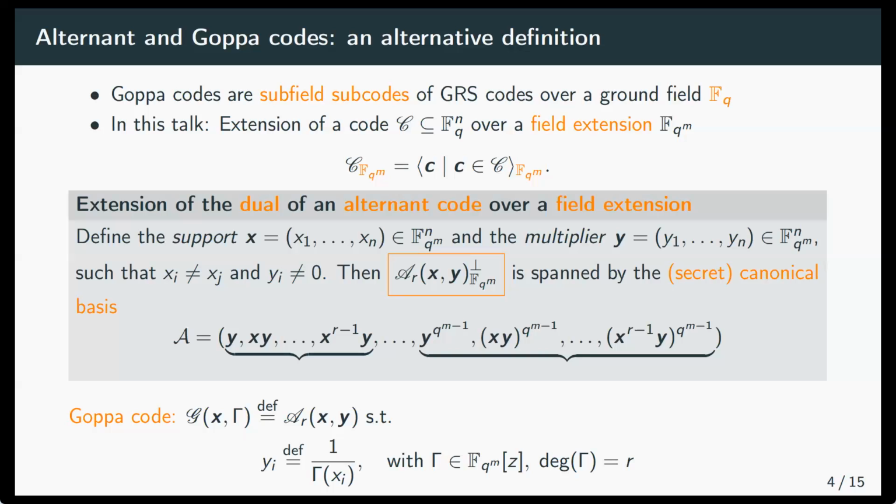What is a Goppa code? Well, a Goppa code is nothing but an alternant code where x and y are related. In particular, y_i is defined as the inverse of gamma evaluated in x_i, for a fixed polynomial gamma of degree r. So all you need to remember from now on, to understand Goppa codes and our distinguisher, is this definition of calligraphic A, which is what we will call the canonical basis. And of course, it's a secret one, meaning that the attacker does not have access to it, because otherwise x and y, which are the secret, would be revealed.